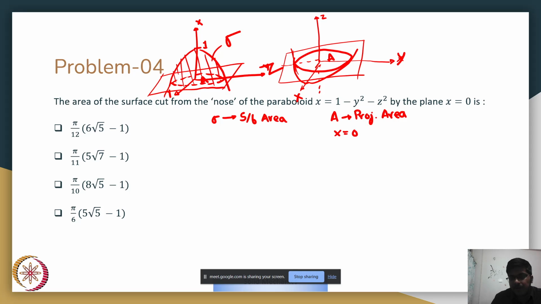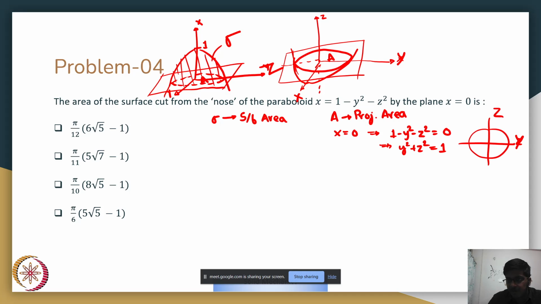So it is given by x equal to 0, which means 1 minus y square minus z square equals 0, which is nothing but the equation of the circle y square plus z square equal to 1. So my projection in the yz plane would be a unit circle at the origin. Next, I look at my set f of x, y, z. That is nothing but x plus y square plus z square minus 1 equaling 0.